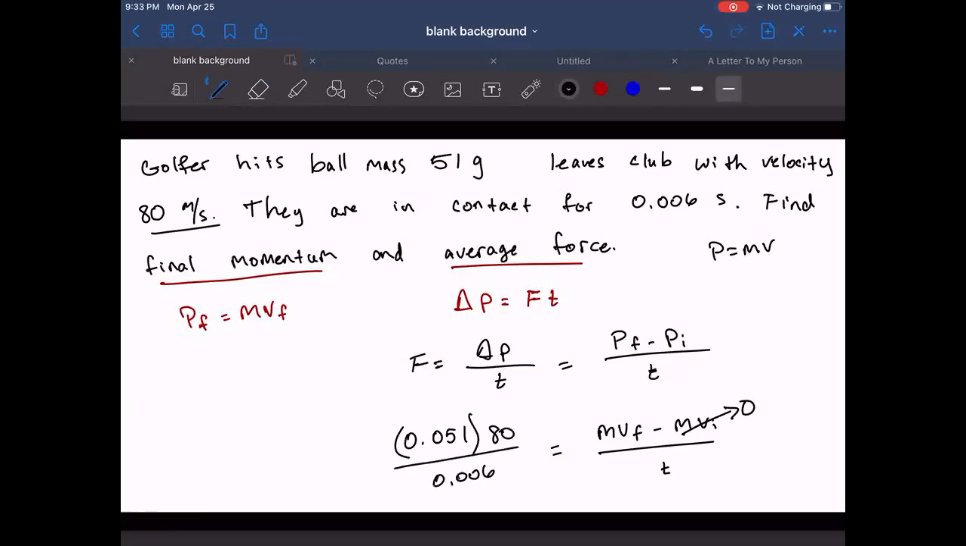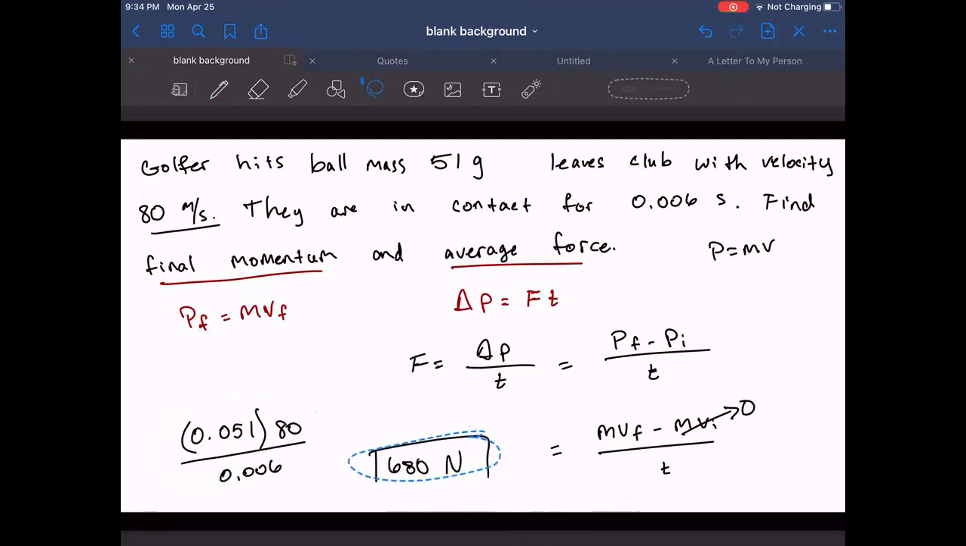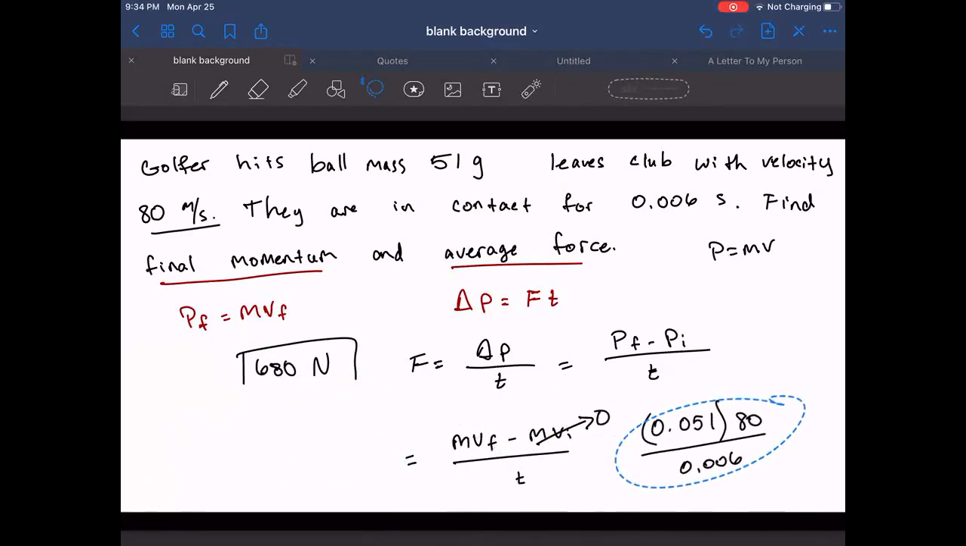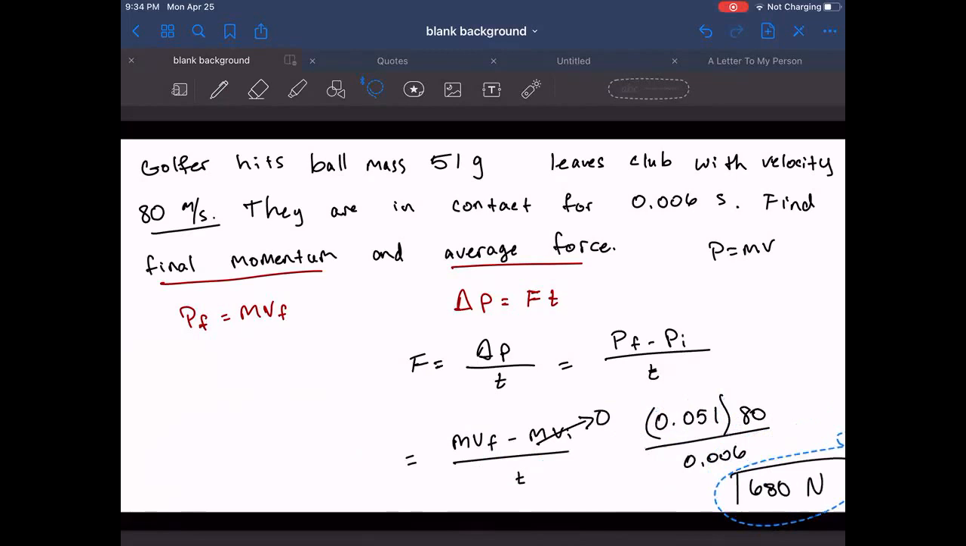Again, this is a large force. I mean, golf ball. 680 newtons. I like to be a little more clean, but just let me know. I can rearrange that if you want me to. Okay, and this one was for the average force. Yes, newtons. Impulse equation. It's all about that.